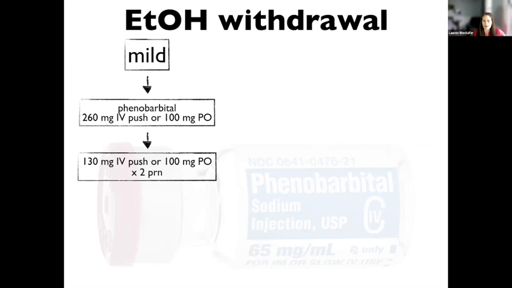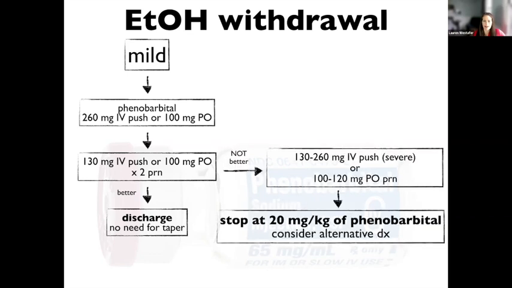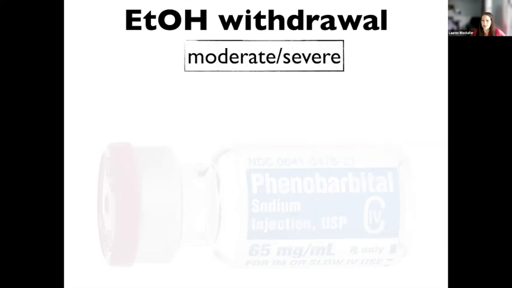You can give a couple doses as needed. And then if they're better, you can discharge them. You don't have to send them along with anything. If they're not better, you can give them more IV or PO until you hit that 20 mg per kg. And at that point, you need to stop with the phenobarb and consider something else.